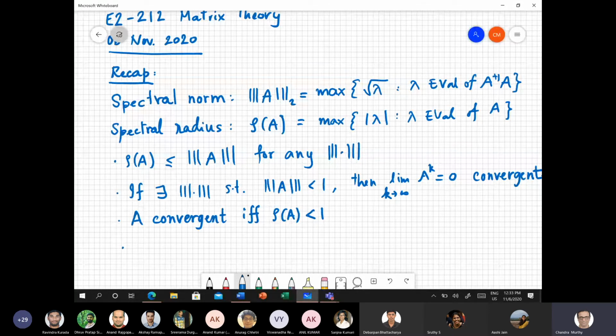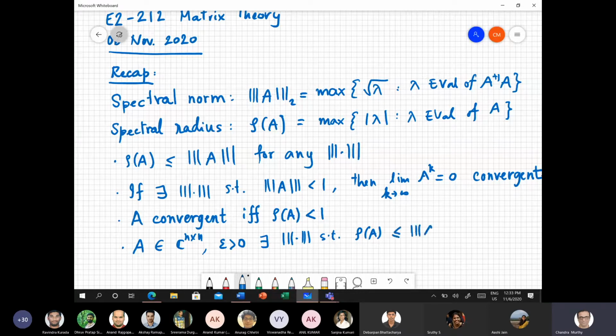And further, this rho of A is a lower bound on any norm of A, and it's also the greatest lower bound in the sense that given A in C to the n cross n and epsilon greater than 0, there exists a norm such that the norm of A is between rho of A and rho of A plus epsilon. So in other words, I can find a norm such that the norm of A will be as close to rho of A as I wish.